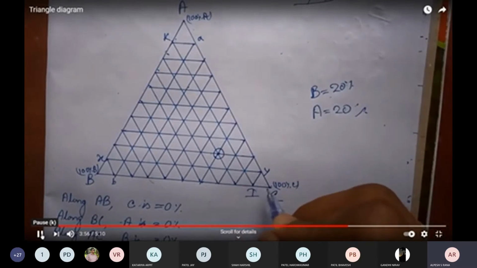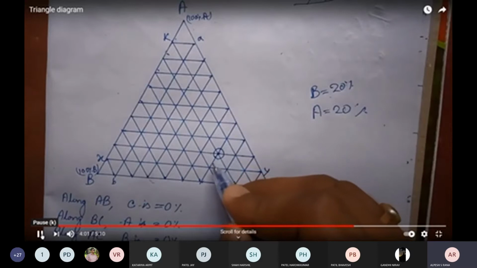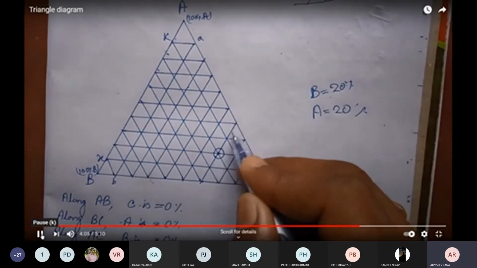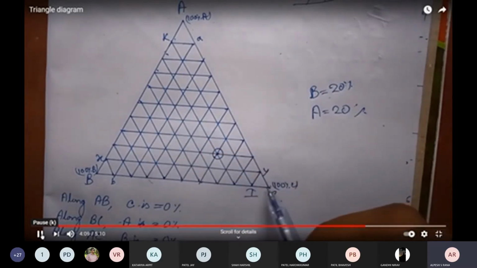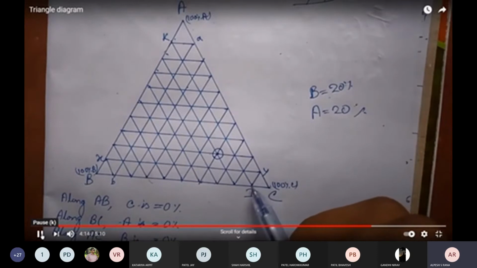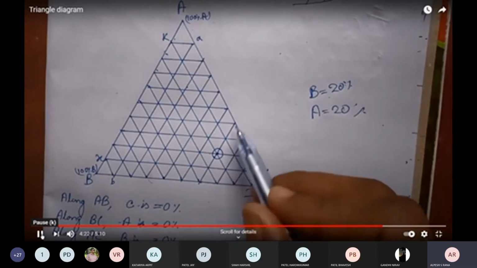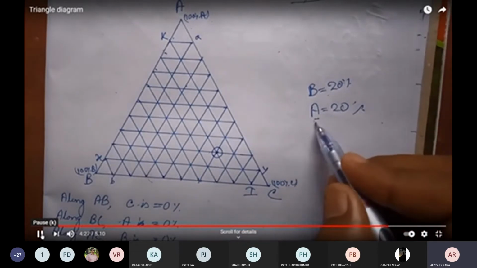And the concentration of C is determined by this line. This line represents the concentration of C. At this point the concentration of C is 100%. Along this line the concentration of C is 90%, along this line 80%, along this line 70%, and along this line 60%.